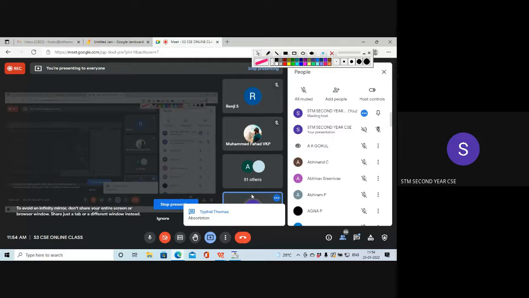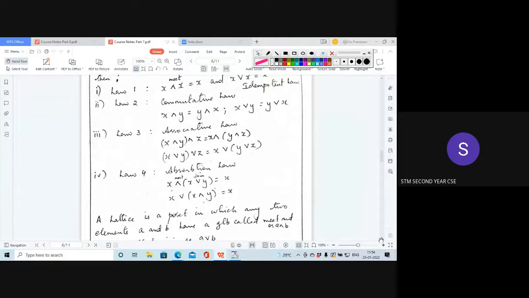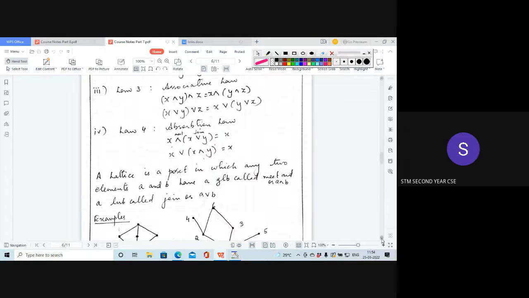So if it is a lattice, then it will satisfy all these properties. So here given the definition, a lattice is a poset. A poset means a partially ordered set, which we had studied earlier, in which any two elements A and B, this is the most important point, okay, write it down somewhere. A lattice is a poset in which for any two elements A and B, it has a GLB, also called a meet, represented as A and B, and also a least upper bound called join, represented as A or B. So this is the basic definition of a lattice.